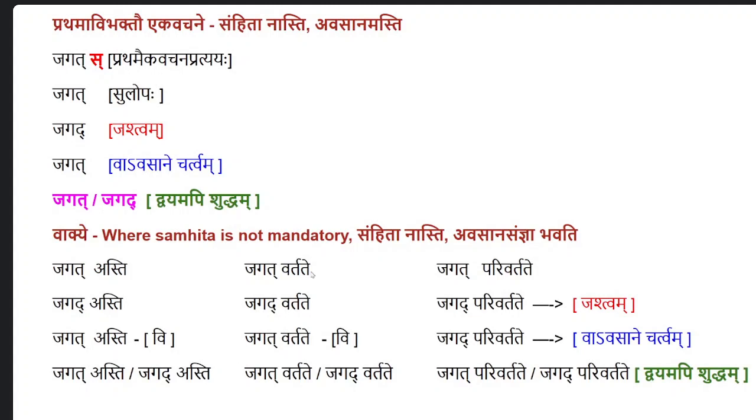Same with Jagat vartate, it's just a mrudu vyanjana. So Jagat vartate or Jagad vartate, both are right, provided you pause. Jagad vartate, Jagat vartate. That's how you have to pronounce. Same thing with Jagat parivartate, Jagad parivartate. Here, dvayam api shuddham because there is an optional chartvam happening because there is a pause here. Vavasane chartvam. Avasane chartvam va. Avasane, in case of pause, chartvam optionally happens. So it can be Jagad or Jagat, but you have to pause.